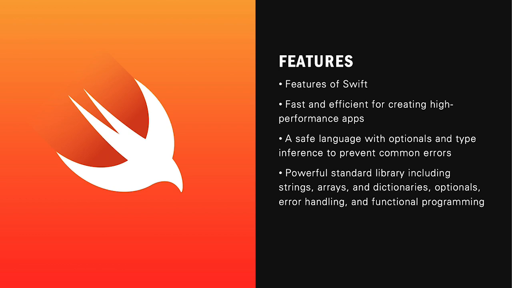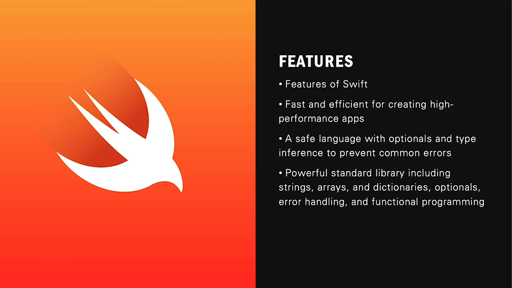It's also a safe language, with features such as optionals and type inference helping to prevent common errors. Optionals in Swift are a type that represents a value that may or may not exist. This helps to prevent errors that can occur when working with null or undefined values. Here's an example of an optional in Swift: var name: String? = "John". This declares an optional variable name that can hold a string value, but may also be nil.